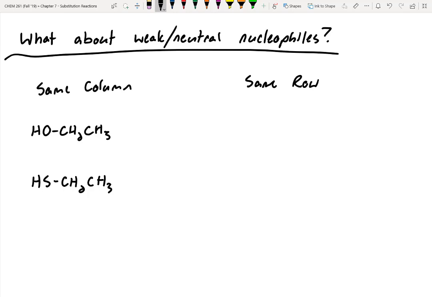What do you think? So you're saying let's think about the size of the atom, right? So sulfur is pretty big, oxygen's relatively small compared to sulfur. I think that's an important thing.